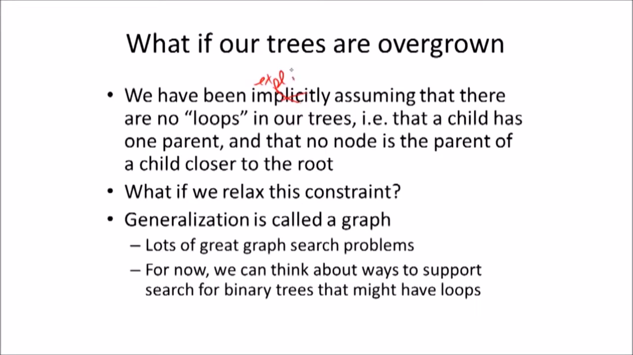Bad pun, but what it means is we've been implicitly, and in fact I would even say explicitly, assuming that there are no loops in our trees. Remember we said that a child has at most one parent, or has one parent in fact. We also in essence were saying that no node is the parent of a child closer to the root, that the children always lay below. What if we relax this constraint? Well, the relaxation starts leading towards a wonderful generalization called a graph.